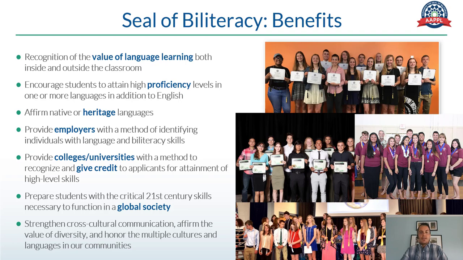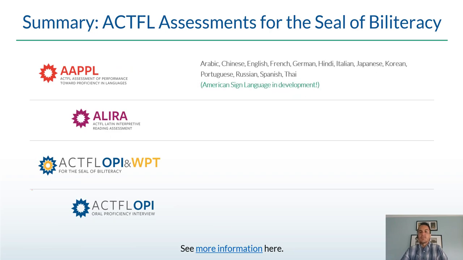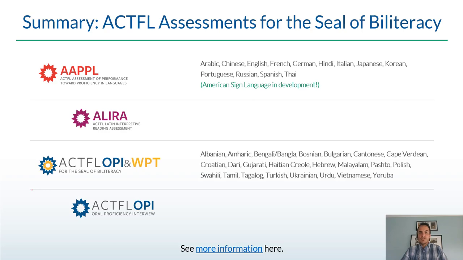As a quick reminder, as we continue discussing the Seal of Biliteracy, these are the ACTFL assessments that are being used for students to earn the Seal of Biliteracy. Of course, we have talked a lot about the AAPPL today. The AAPPL is available in 13 languages with American Sign Language in development. There's also the ALIRA for Latin.